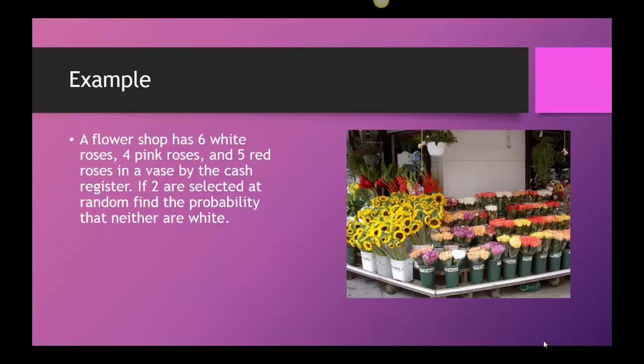Okay. So let's change our problem. Let's say we have a flower shop, and it has 6 white roses, 4 pink roses, and 5 red roses in a vase by the cash register. If 2 are selected at random, find the probability that neither are white.